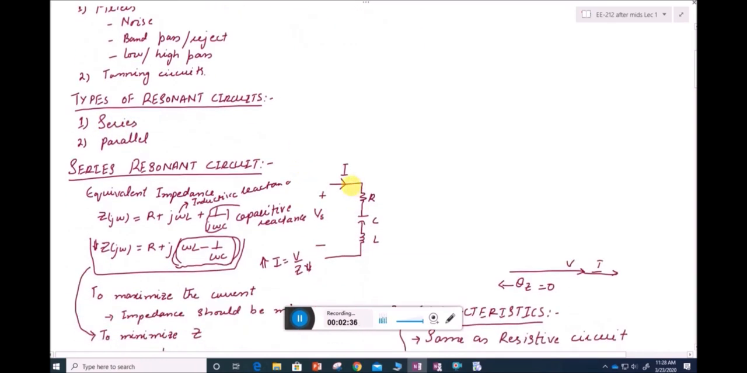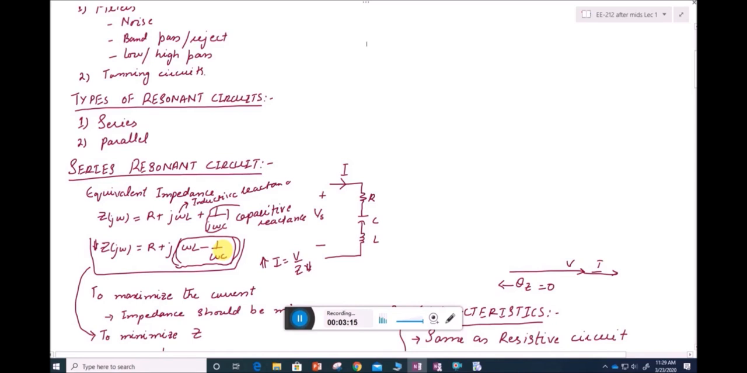It is actually the series combination of elements R, C and L. Again, the current that is passing through the series elements is the same through all the elements, but the voltage is being divided among all these three different elements. So now if I have to calculate the equivalent impedance of the circuit, Z(jω), that will be R plus jωL, which is the inductive reactance, XL, plus 1 over jωC, that is the capacitive reactance, XC. So the impedance will be R plus j(ωL minus 1 over ωC).